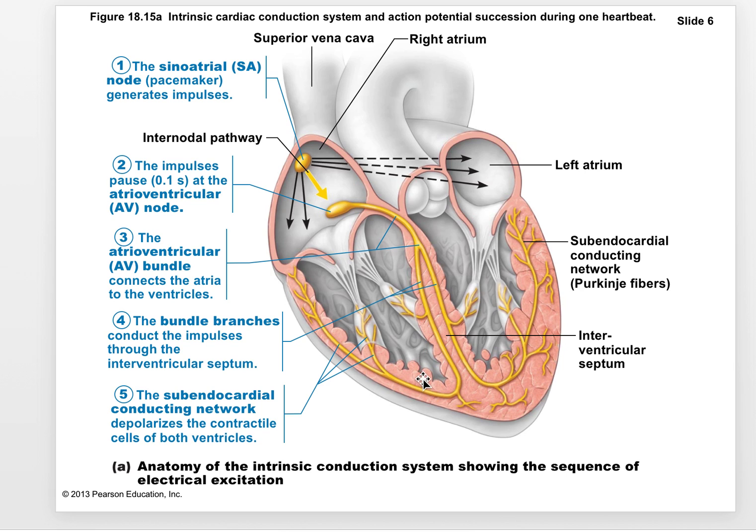And the terminal portion of these conducting pacemaker cells is the subendocardial conducting network. Subendocardial means below the endocardium. This is where the fibers are small and they reach the outlying cardiac muscle cells. So it initiates the contraction of the whole heart as one functional unit.